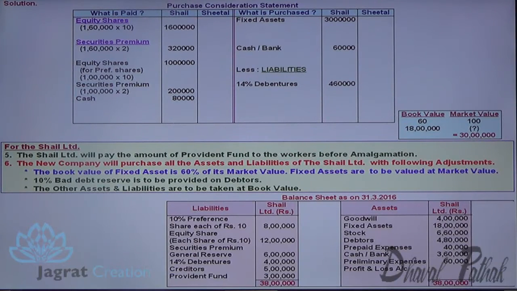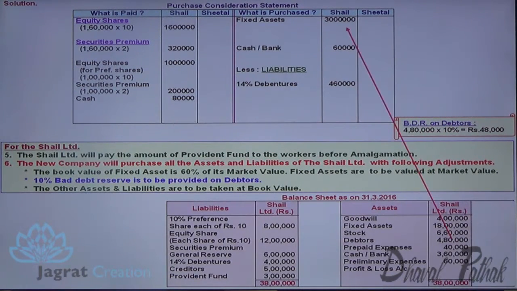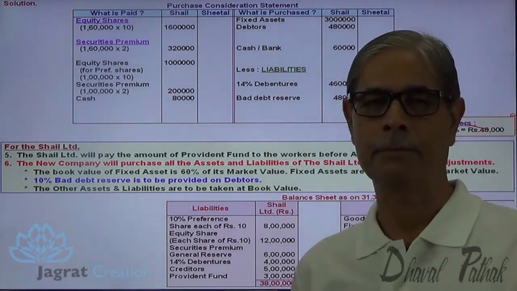Now 10% bad debt reserve is to be provided. Debtors are how much? 4,80,000 into 10%, 48,000 bad debt reserve. So debtors purchased 4,80,000. Bad debt reserve against it is deducted, 48,000. This is how I write it in my purchase consideration statement.